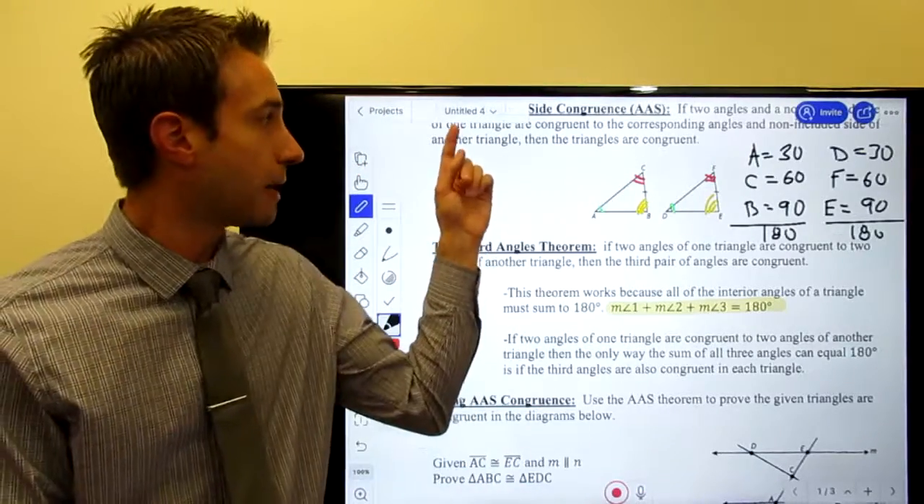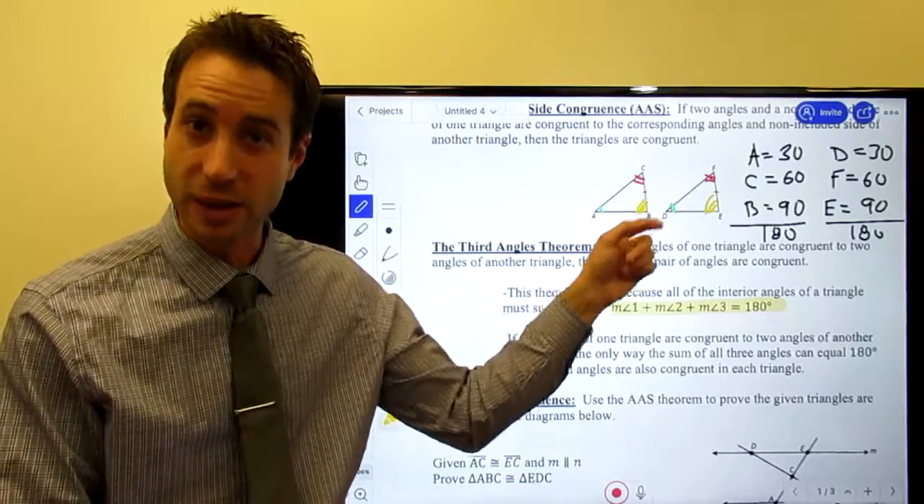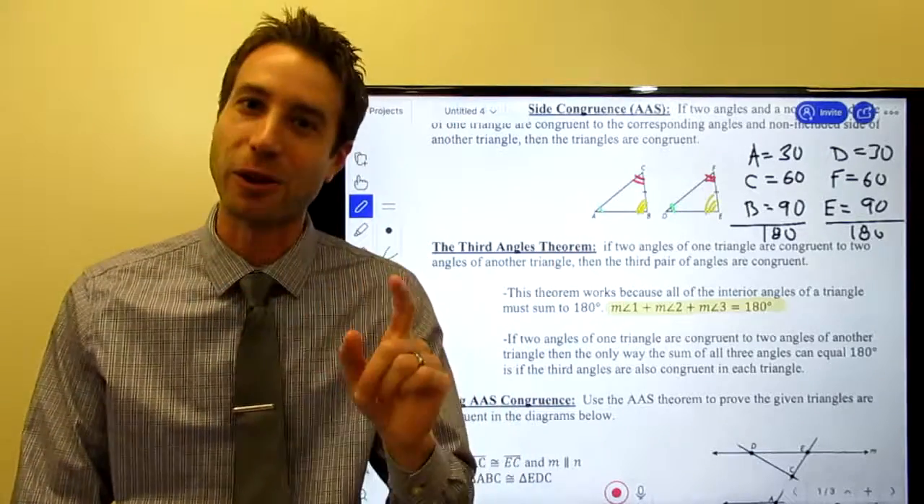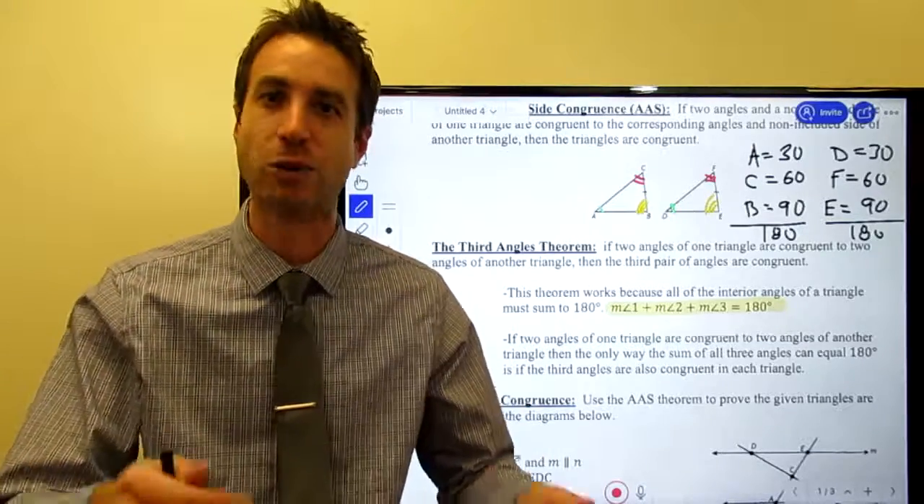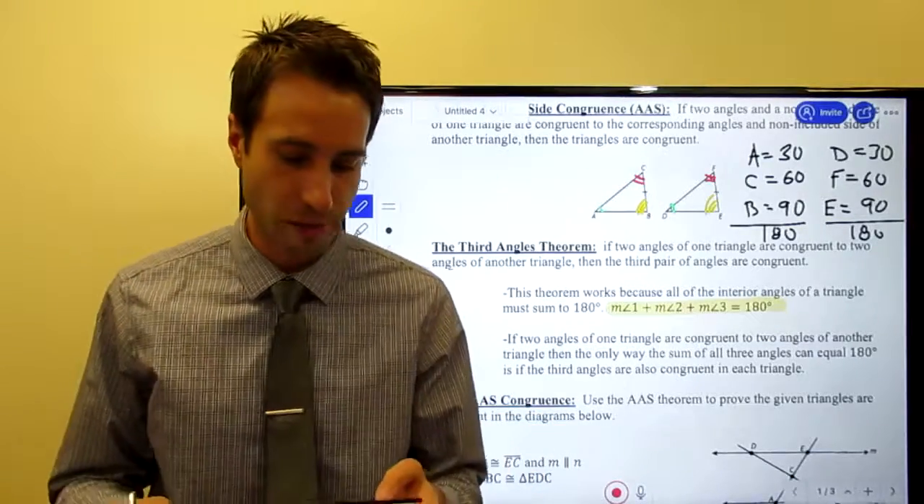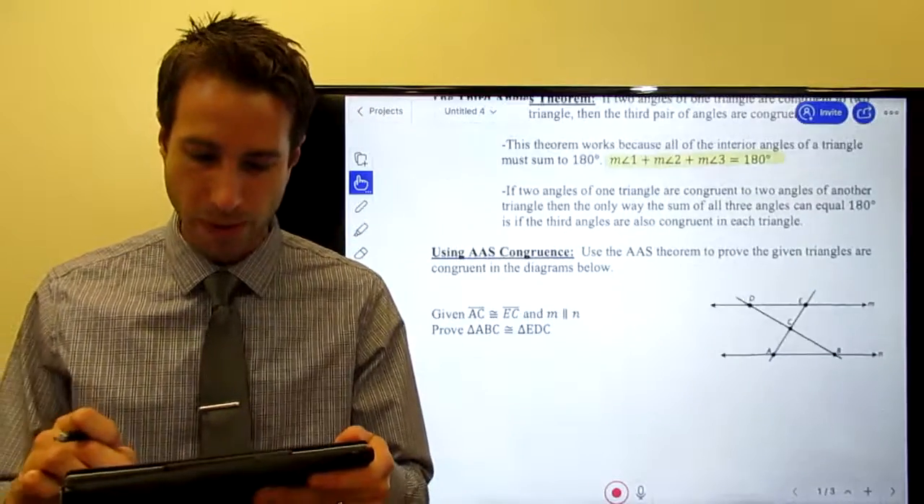So we're going to call it the angle-angle-side theorem. Really, it's the angle-angle-angle theorem. If you know that two of the angles are congruent, the third set of angles must also be congruent. So let's take a look at how this is going to go in a problem right here.